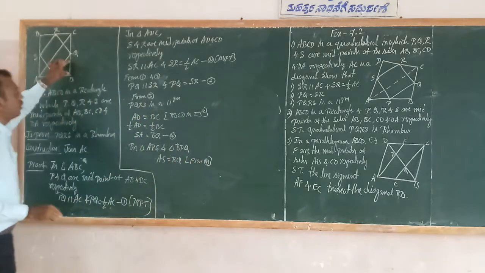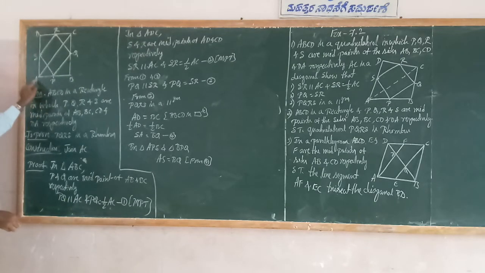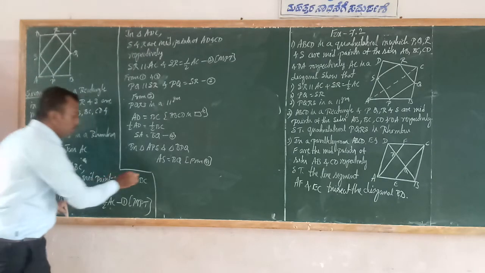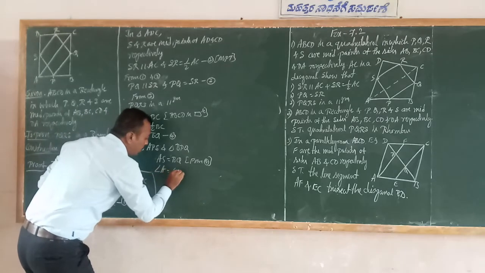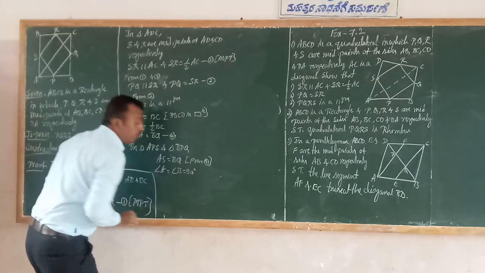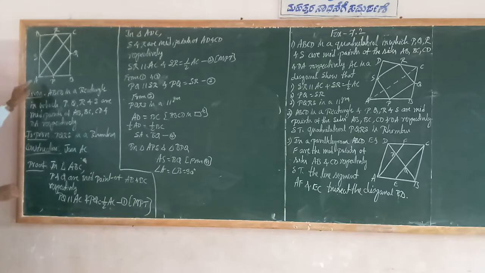Here we have already proved one thing. AS is equal to BQ, and angle A is equal to angle B. Is it right? Angle A is equal to angle B because it is equal to 90 degrees, because ABCD is a rectangle. That's why. Next, AP is equal to PB.